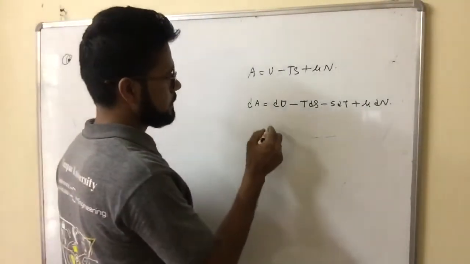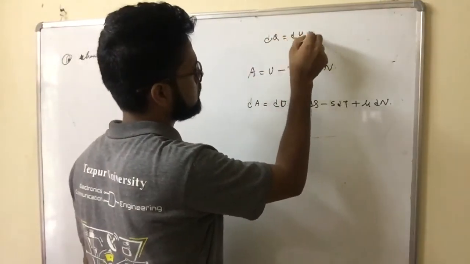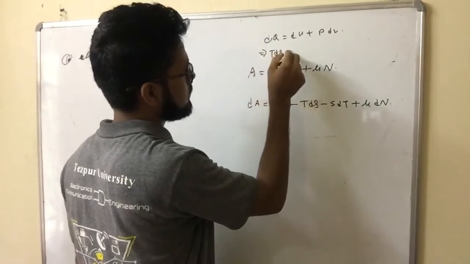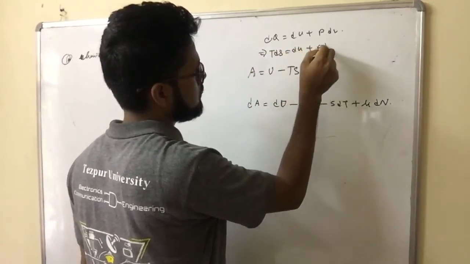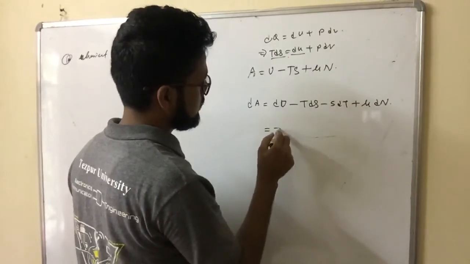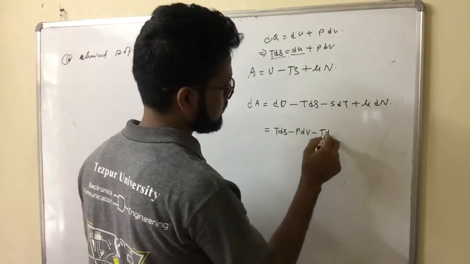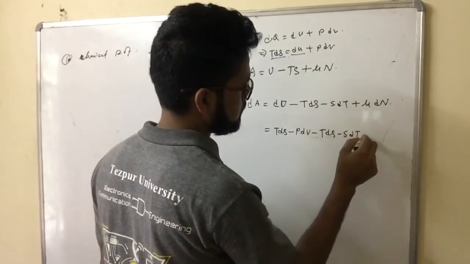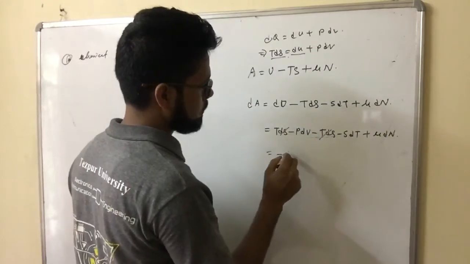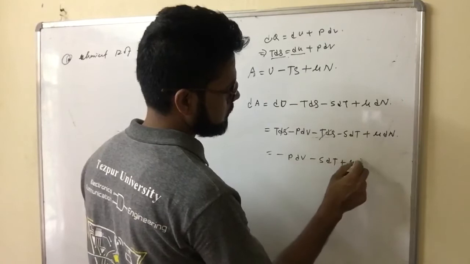Then I remember the formula dQ equals dU plus P dV, right? So dQ means T dS: T dS equals dU plus P dV. You replace: dU equals T dS minus P dV. So dA equals T dS minus P dV minus T dS minus S dT plus mu dN. T dS cancels, so dA equals minus P dV minus S dT plus mu dN.